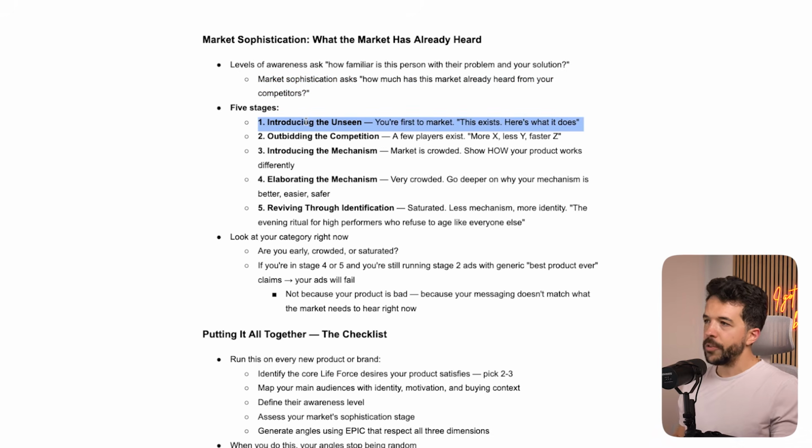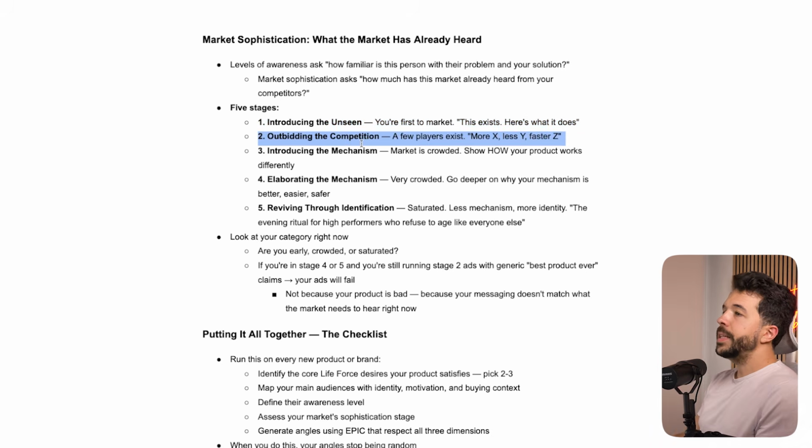So, 5 stages. The first one is introducing the unseen. You're first to the market. This is my product. It exists. This is what it does right now. And if you're here and you're not too early, this is a great place to be, because then you can ride through all the phases, all the stages, and make a lot of money.